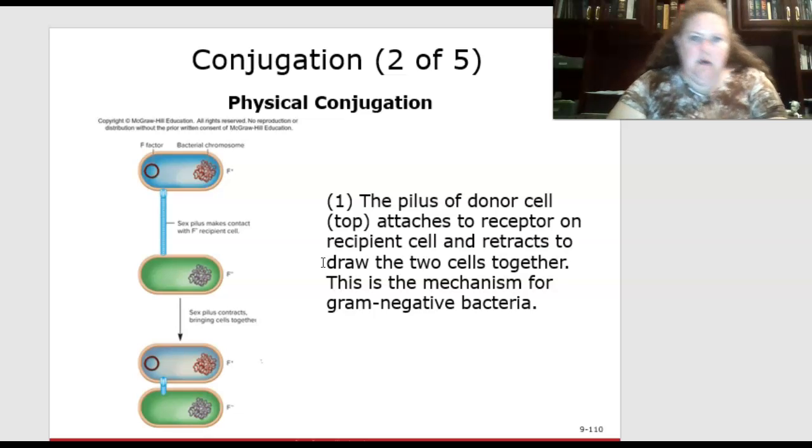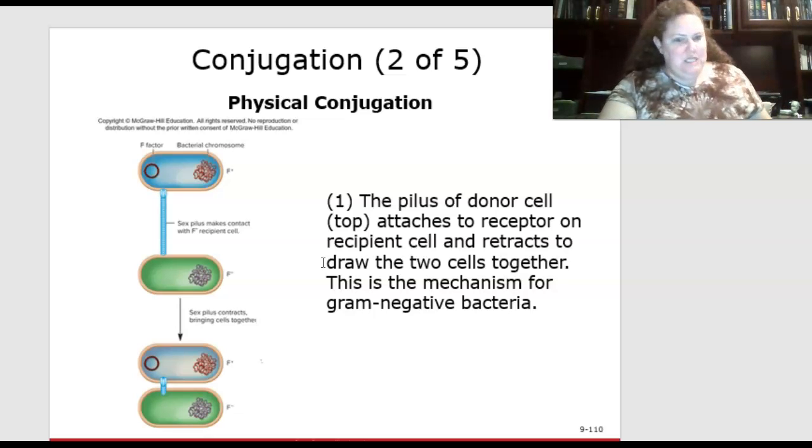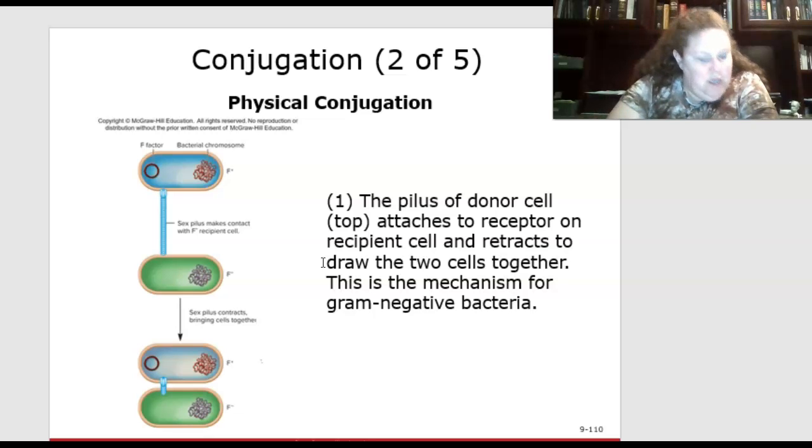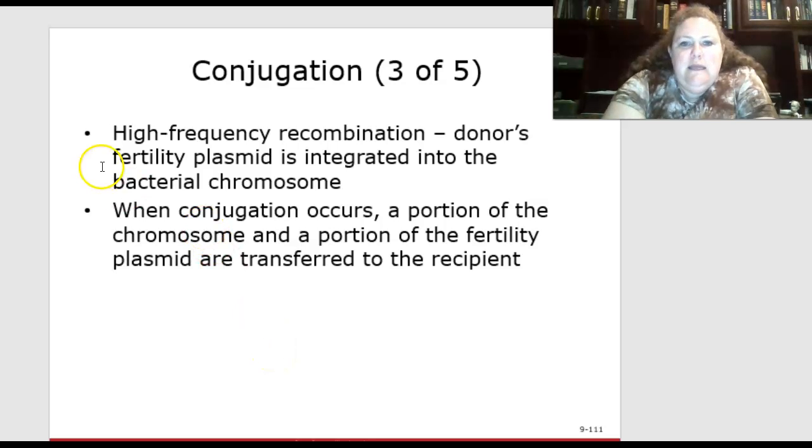Okay, so here is a fun little figure of physical conjugation. And this is figure 9.24. And so you can see here that the pilus of the donor cell on the top attaches to the receptor of the recipient cell, and it retracts to draw the two cells together. So it's like, hey, come here, right? And then this is the mechanism for gram-negative bacteria. And then again, they have high frequency of recombination, and this is because the donor's fertility plasmid is going to be integrated into the bacterial chromosome. And then when that conjugation occurs, a portion of the chromosome and a portion of the fertility plasmid are going to be transferred into the recipient.